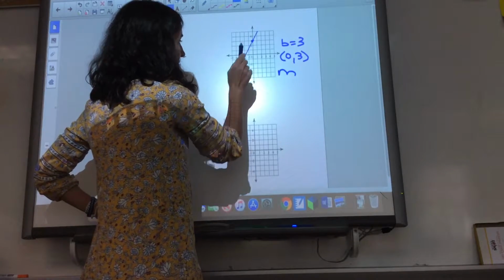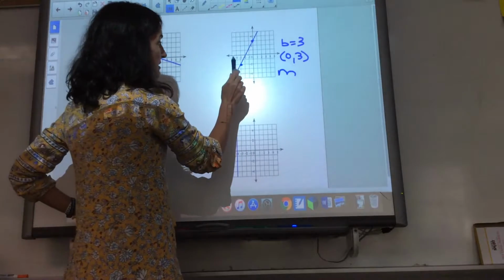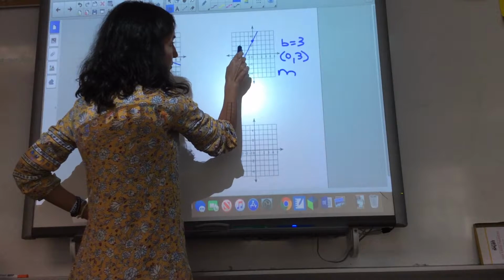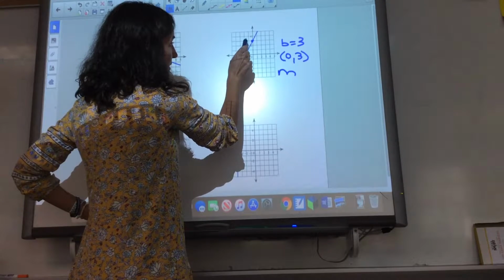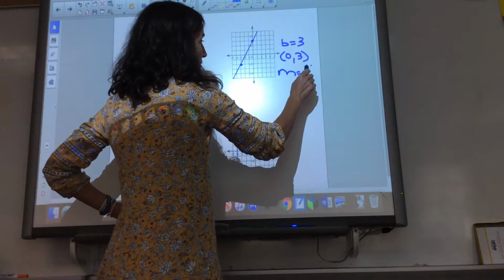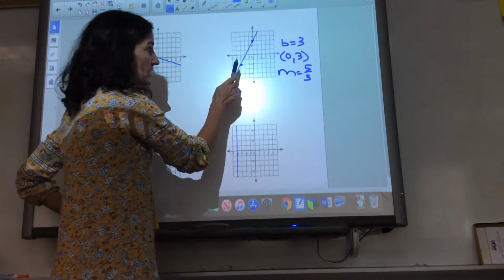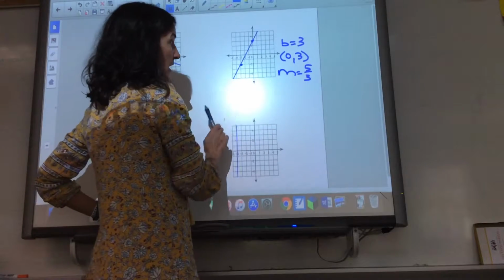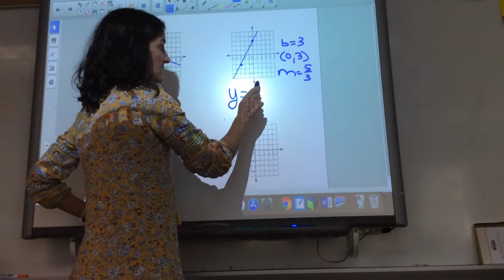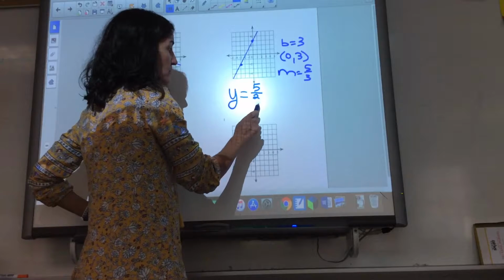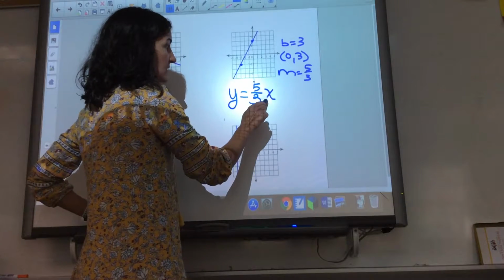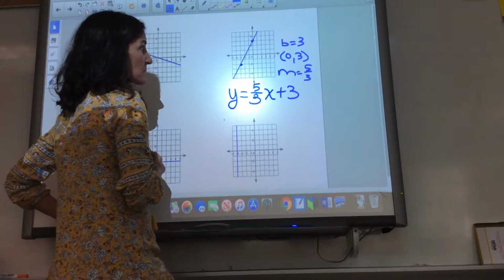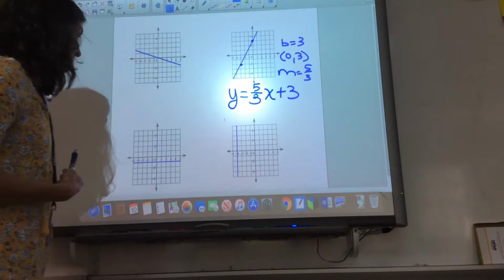So to go from here to here, remember you read from left to right, we go up 1, 2, 3, 4, 5, and we go over 1, 2, 3. So it's 5 over 3. As you notice, we are rising from left to right, so it should be a positive slope. So in this case, our equation becomes y equals 5 over 3x plus 3, right? Because when you substitute into y equals mx plus b, you get y equals 5 over 3x plus 3.